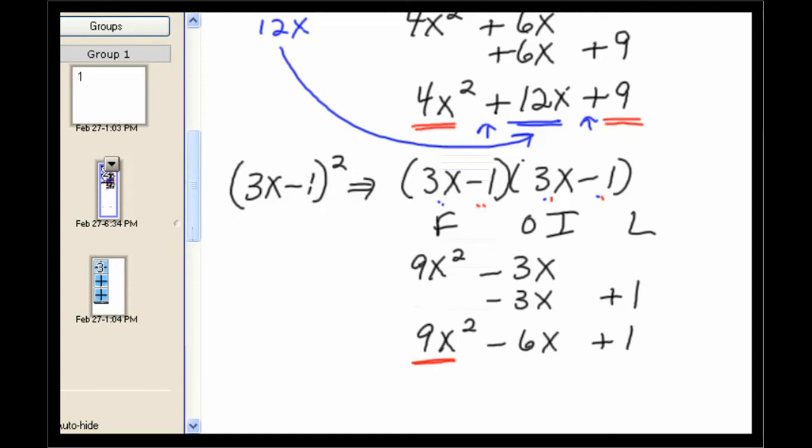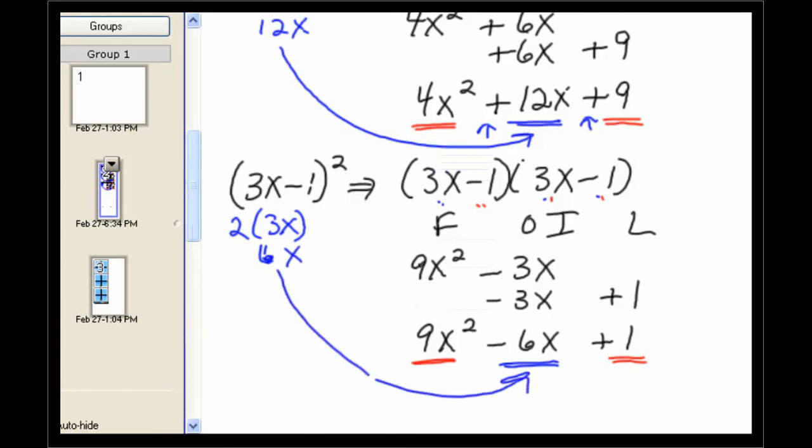Again, the first term of the trinomial is a perfect square. The last term is a perfect square. How do we get this middle term? Well, again, you're taking the product of the two terms in the binomial, 3 times x is 3x, and then double it for 6x. We have a minus sign in the binomial, so we'll have a minus sign in front of the middle term. This last term will always be positive.